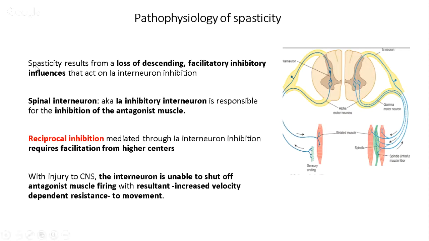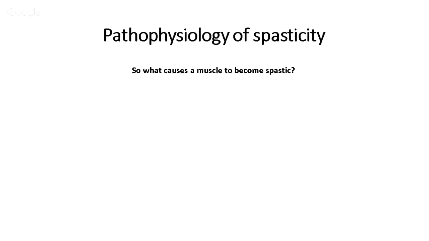So if you have an injury to the upper CNS part, or if there's an injury to the CNS, the interneuron is unable to shut off its antagonist firing muscles, and that's one of the big reasons that causes the resultant increased velocity-dependent resistance to movement. That's one big thing that you want to know to differentiate between spasticity and rigidity, is that spasticity is always velocity-dependent and rigidity is not.